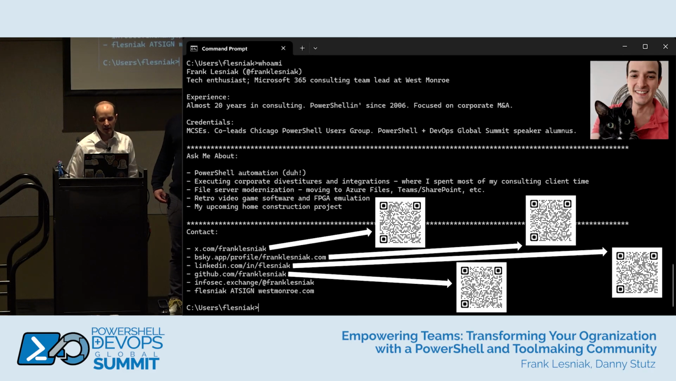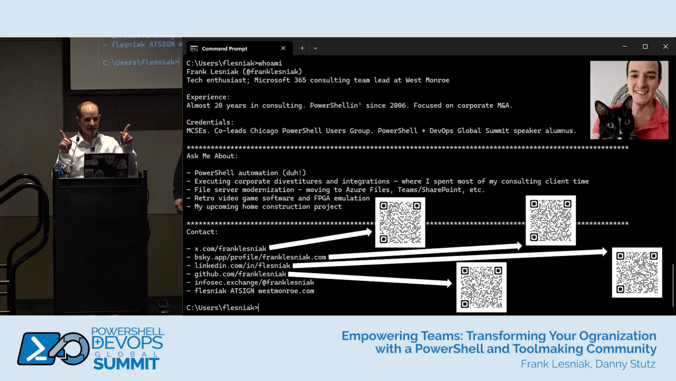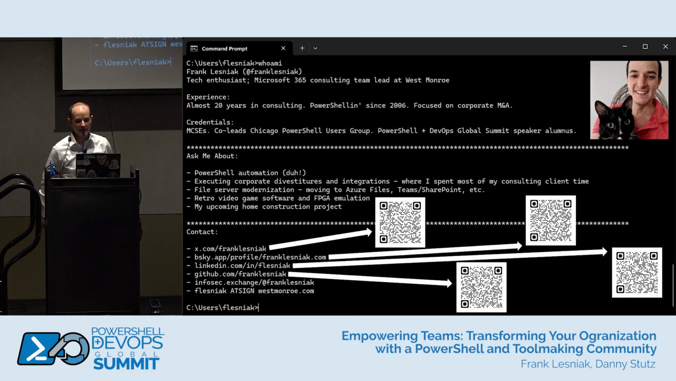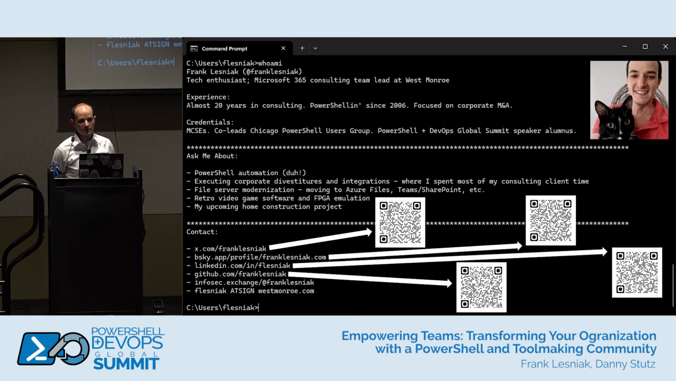I'm Frank Lesniak. I work at a company called West Monroe, and I'm going to spend just a second on the company because it's important for context of the talk. West Monroe is a mid-size business and technology consulting firm. Danny works there as well. We're both obviously on the technology side. At work, we spend most of our time on corporate M&A, divestitures, integrations, that sort of thing, and we use a lot of PowerShell. So that's just a quick backdrop for the talk.